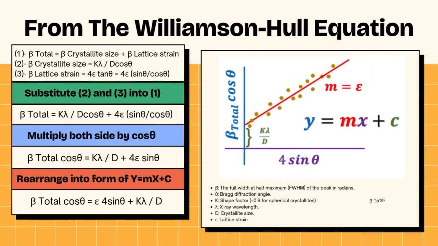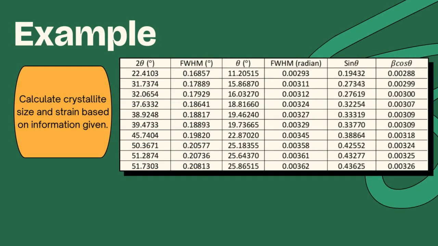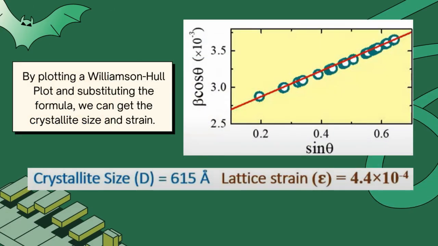From the derived WH equation, we can plot the graph, with the x-axis and y-axis as shown. The slope of the graph is the microstrain. Here is an example. Using the data of 2 theta and FWHM, we can obtain the other data needed to plot the graph as shown. From the graph, we can get the crystallite size and the strain.